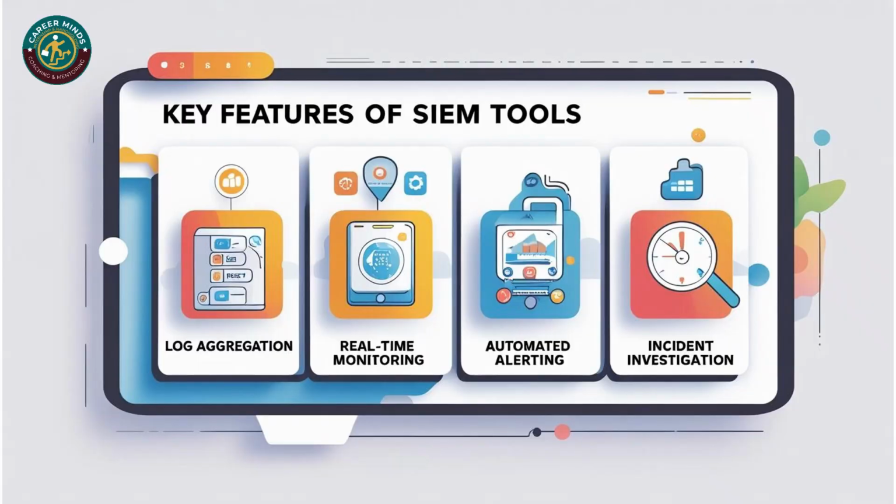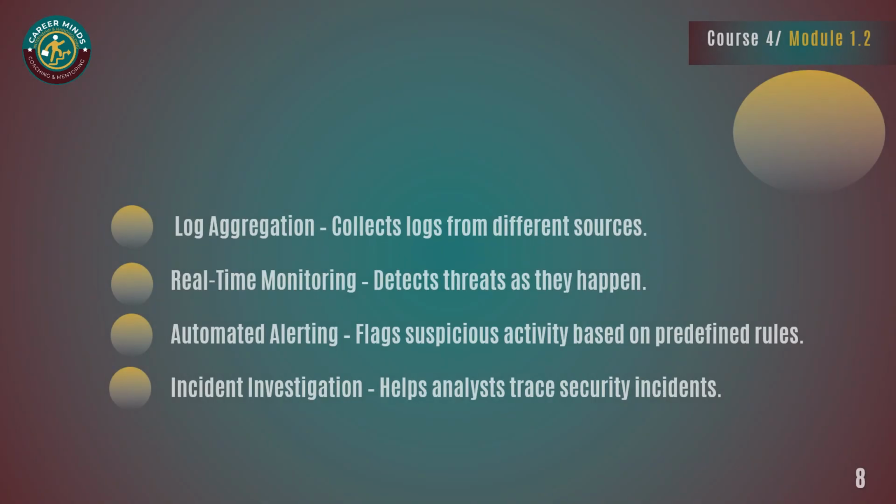Let's look at the SIEM tool itself, which is security information and event management. These tools are like the central nervous system of cybersecurity. They pull in logs from all over your IT environment, whether it's firewalls, servers, applications, databases, and so forth. And they look for patterns that indicate something suspicious is happening.